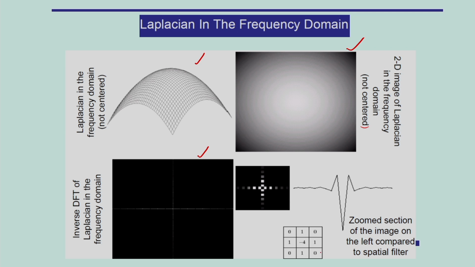In the spatial domain, corresponding to the Laplacian operator, the mask will be something like this: 0 1 0, 1 minus 4 1, 0 1 0. If you see the center position of the mask, the mask value is minus 4. So in the spatial domain the mask response will be something like this, because the center point of the mask is minus 4 of the Laplacian operator.